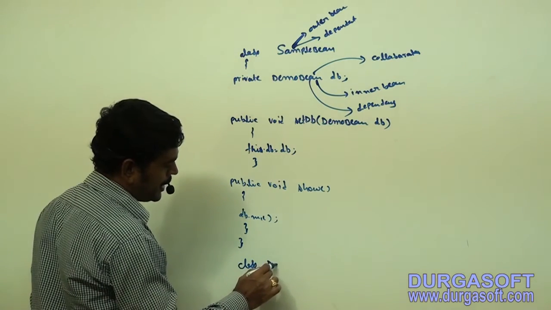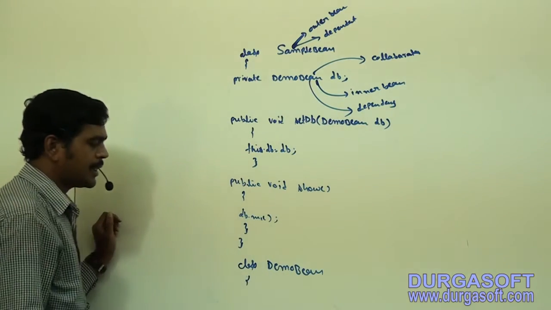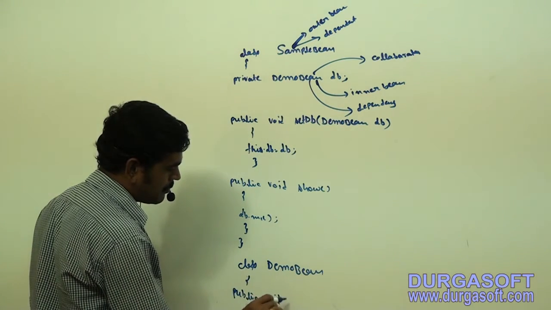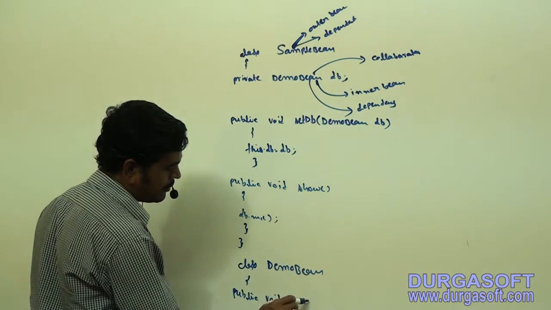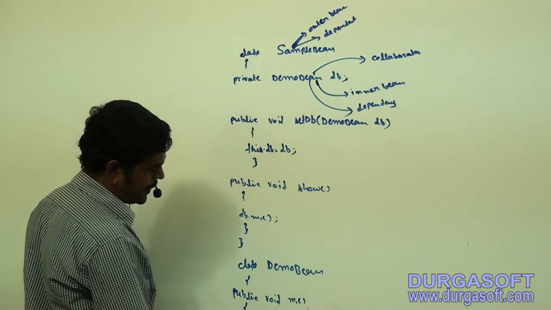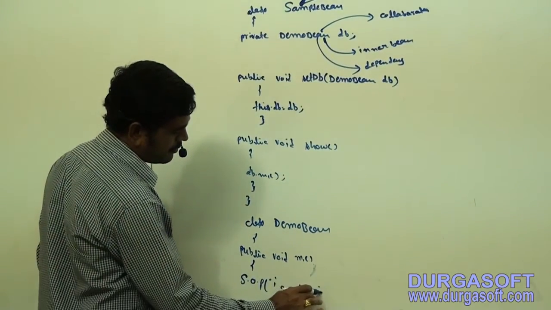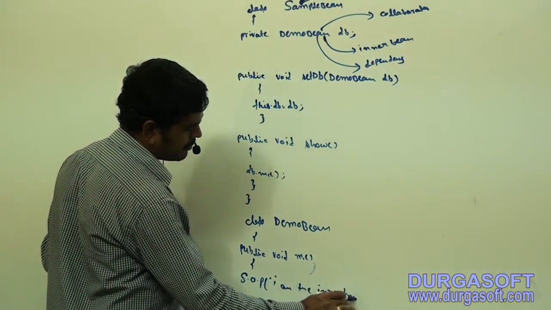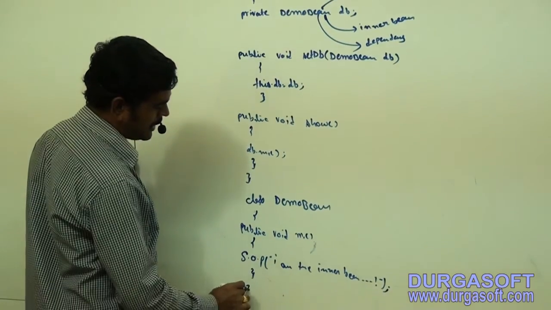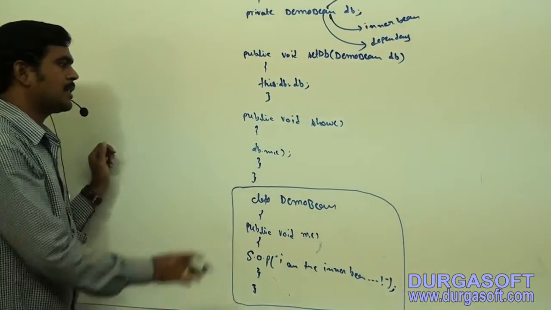Class demo bin. Under that, we have to take one method, public void mn. Then next, system.out.println, "I am the inner bin." Like this, we can define the inner bins as well as outer bins. This is the inner bin, this is the outer bin.